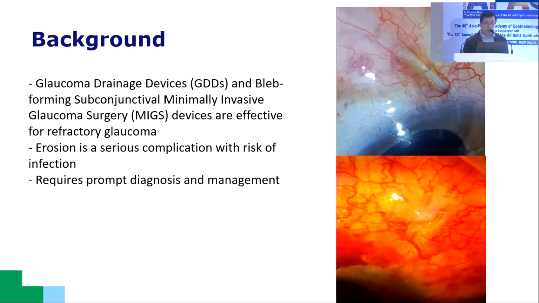Glaucoma drainage devices, GDDs, and bleb-forming subconjunctival MIGs are proven to be effective devices and treatments for refractory glaucoma. But erosion is one of the serious complications of these devices. You can see here the erosion of a tube, and it can sometimes also erode in these bleb-forming MIGs, in this case a PreserFlo. Diagnosis and management need to be prompt.